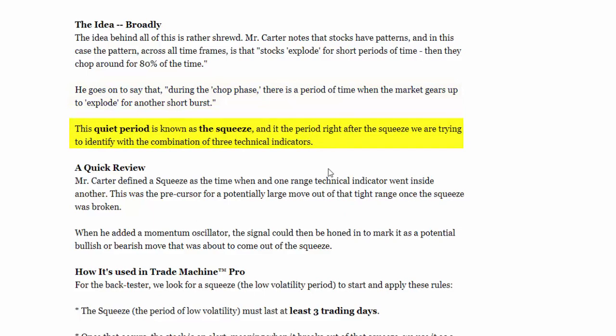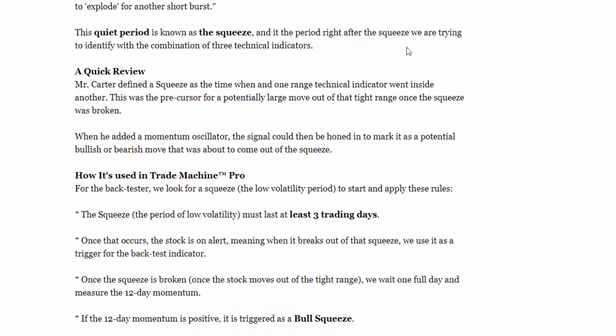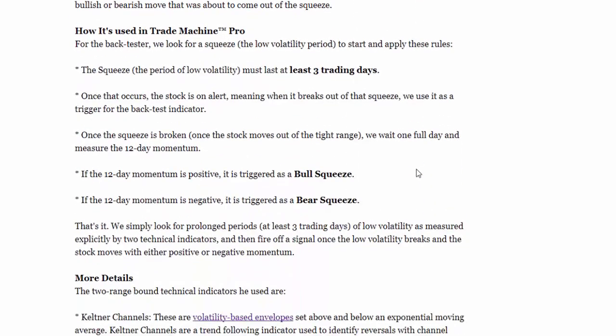And what we want to find are the times when the squeeze is ending, and then identify if the move is up or down. In this dossier, we describe exactly how it works, but the general idea is to find the periods of time where stocks have been trading in a tight range and are breaking out of that tight range, and we use a momentum oscillator to determine if it's a bullish move out of the tight range or a bearish move.